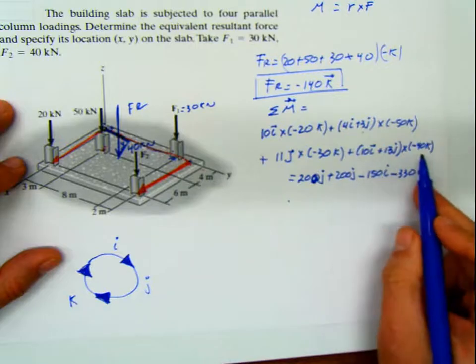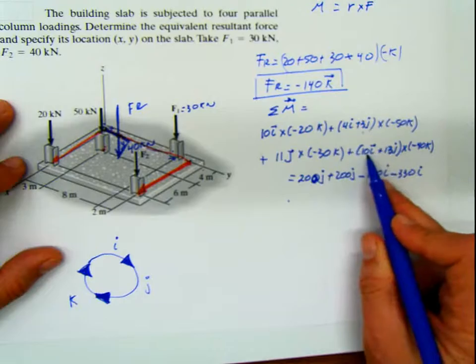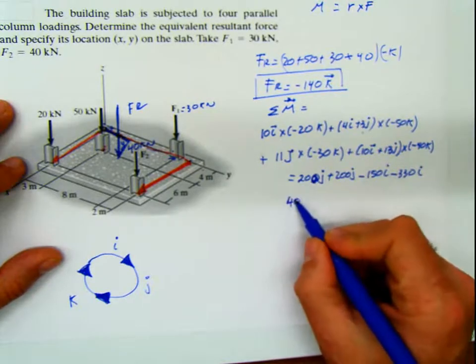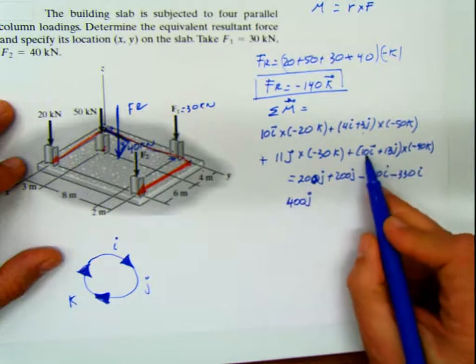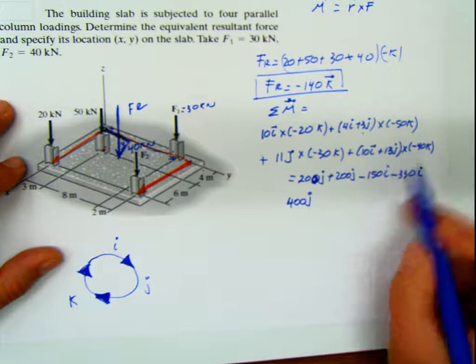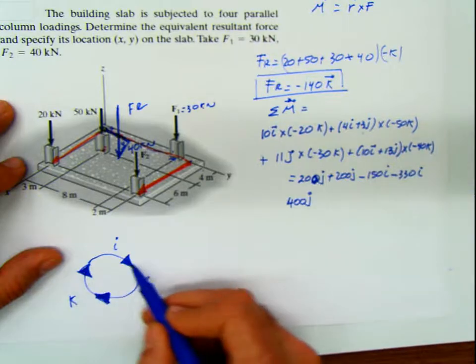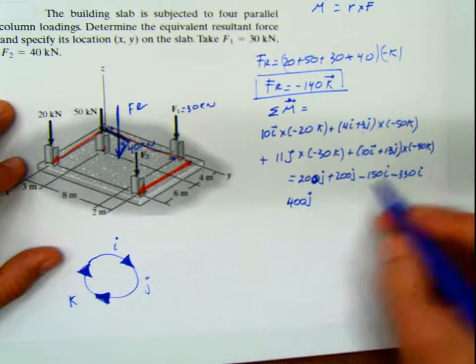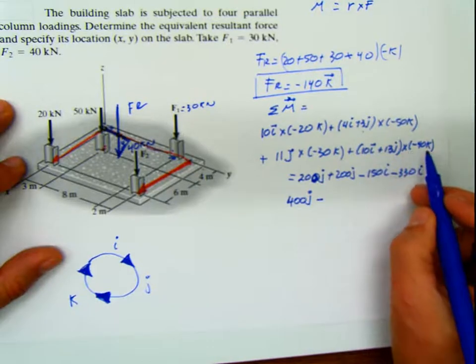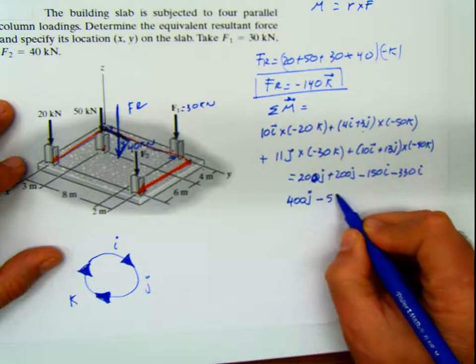Then I cross K is negative J times negative is positive J, and 10 times 40 is 400J. And J cross K is I, but I have this negative here, so it's going to be negative, and 13 times 40 is 520I.